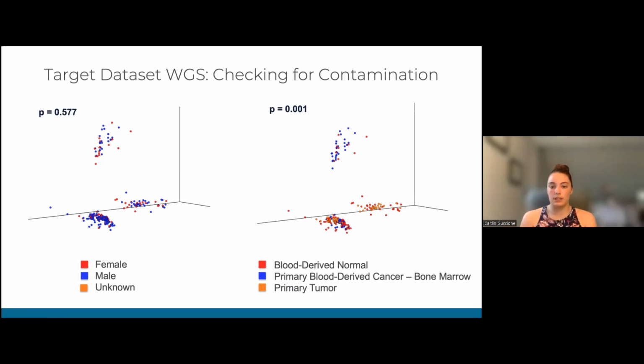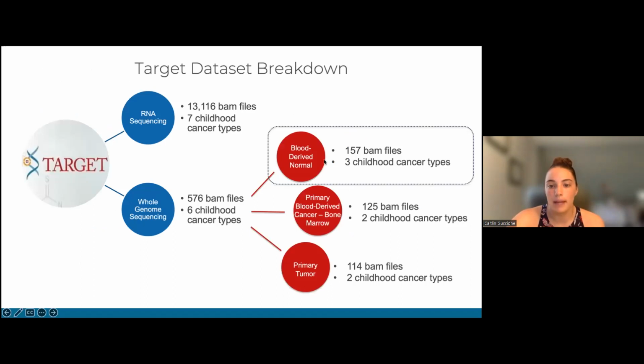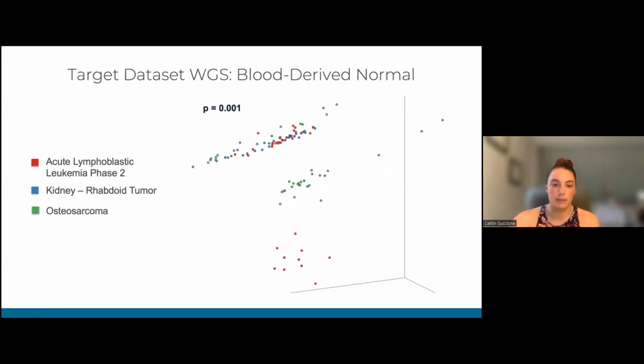So what we decided to do, and what Greg had done in the past as well, is separate these out by their different tissue types. So we decided to start by looking at the blood-derived normal because we had the largest number of BAM files there. And so that's where we started. And this is all very preliminary data, so there's nothing groundbreaking here to start, but it is interesting just to see it at the very beginning.